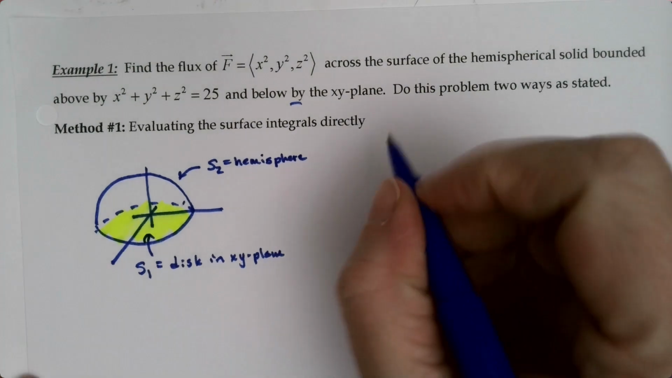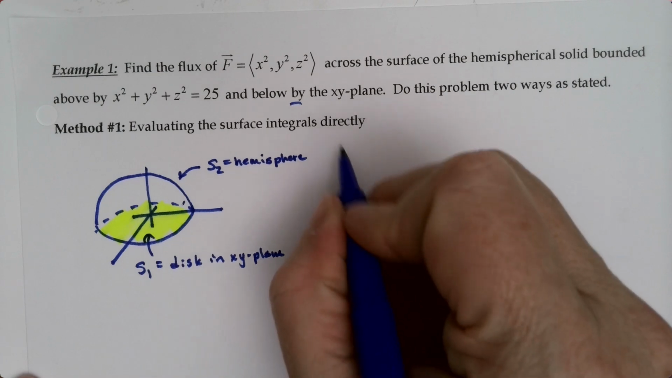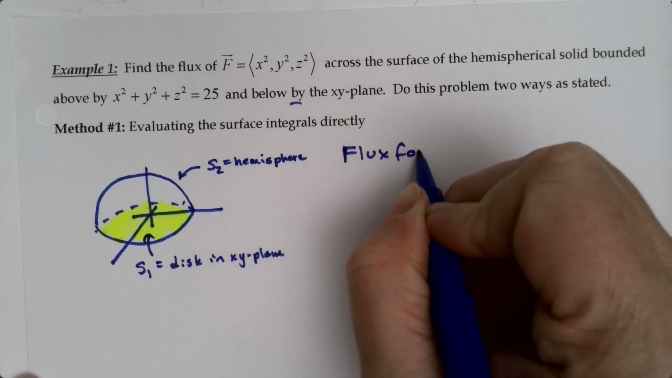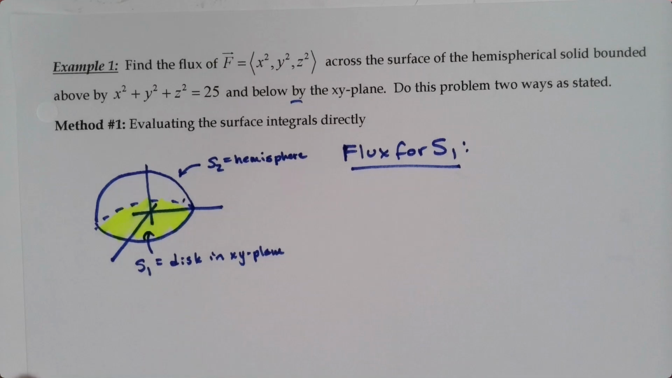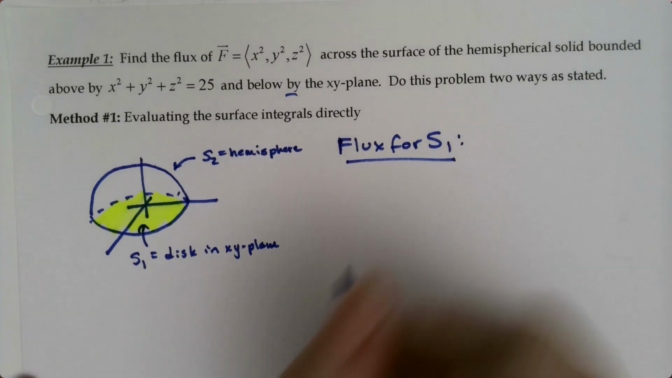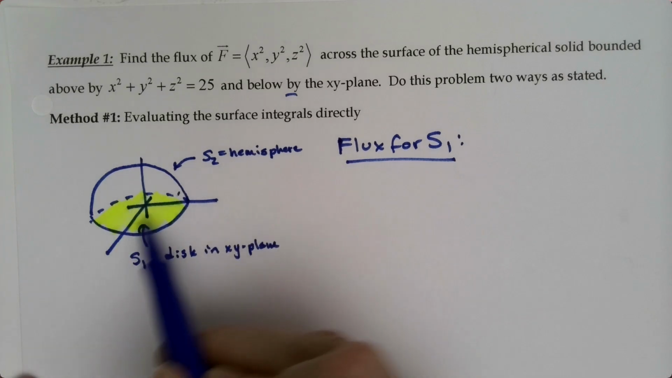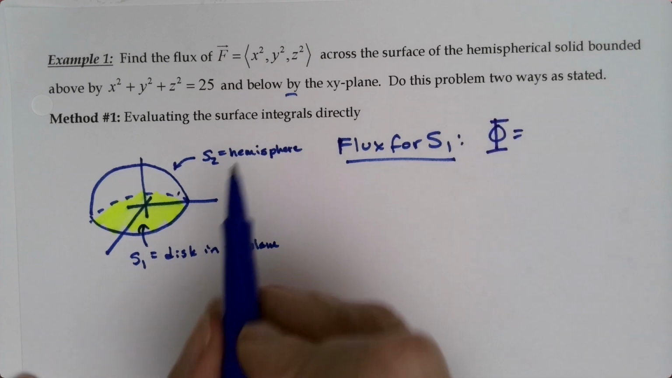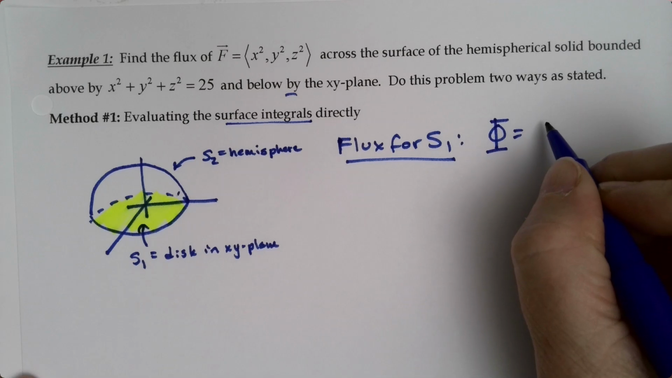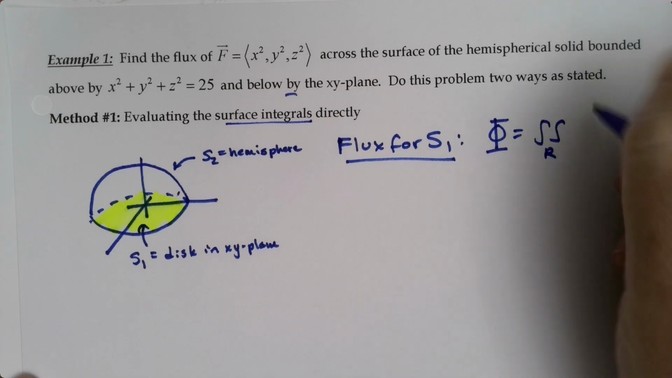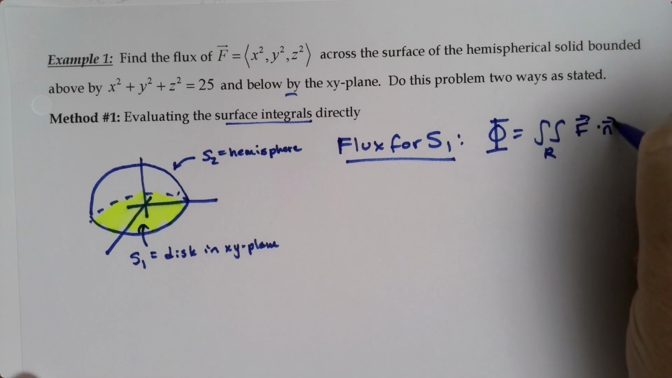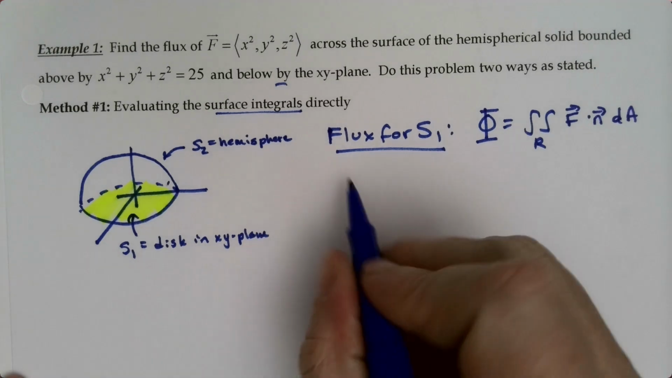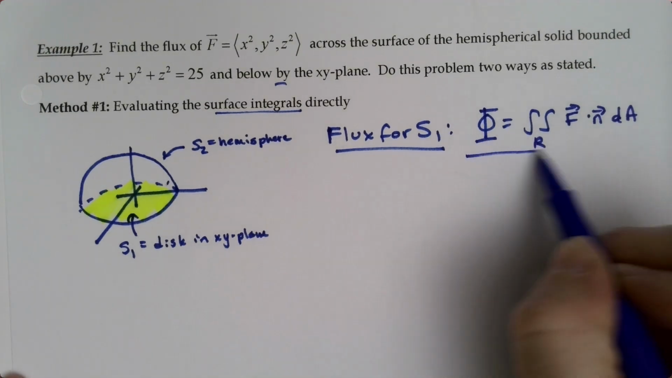So flux, let's actually start. Flux for S1. Now, surface 1 is on this plane. Oh, and let's remind ourselves real quick. Flux, when we're doing the surface integral directly, is the double integral over the surface of F dot n dA. Okay, so let's just leave that right there.